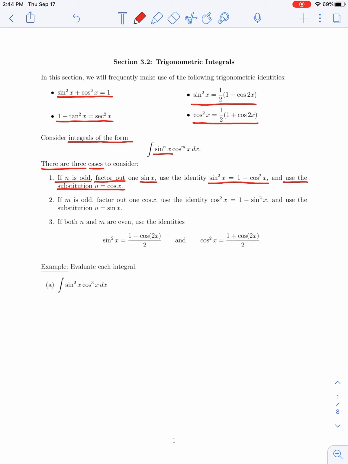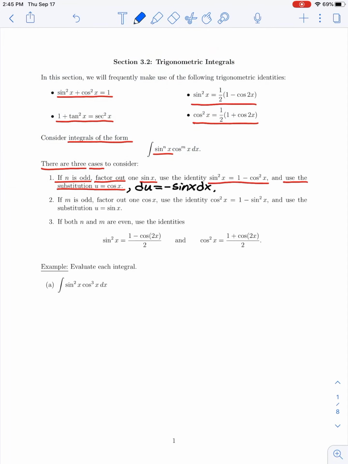The substitution I'm going to make is that u will be equal to cosine x, and let's think about why this would work out. If u is equal to cosine of x, then du would be negative sine x dx. So if I factored out 1 power of sine x, when I make this substitution, I see that that 1 factor of sine will cancel this factor that I obtain from the differential.